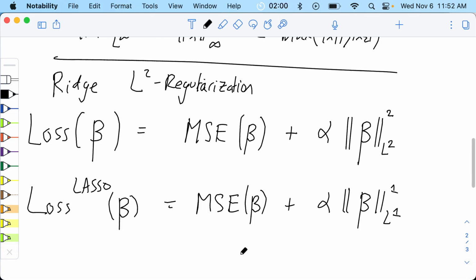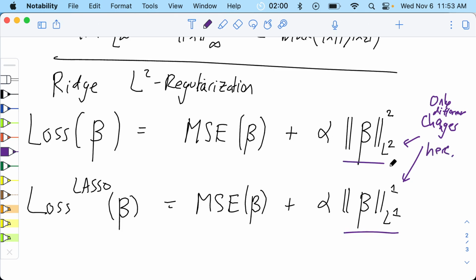So all you're doing is changing this. The only difference changes here: for a particular fixed beta, it's up to you how to measure how bad it is, how much you want to penalize it. Regularization is this idea of adding a penalty term. This one is L1 regularization, and ridge regression is L2 regularization. That's the only mathematical difference.